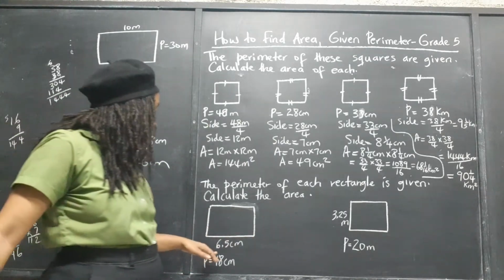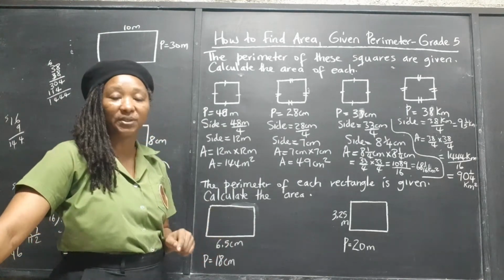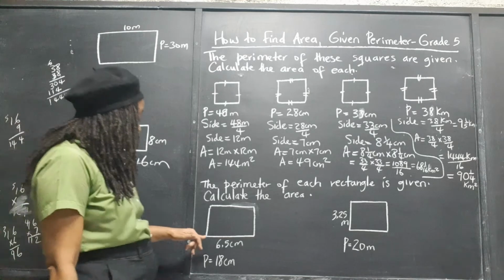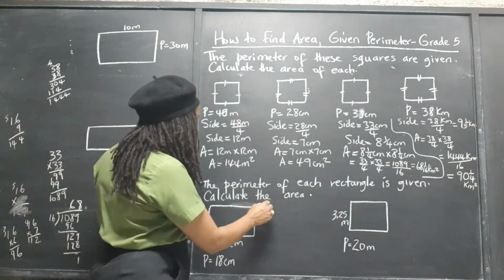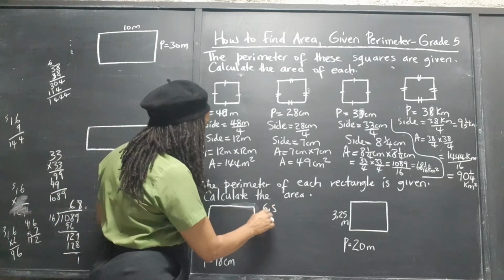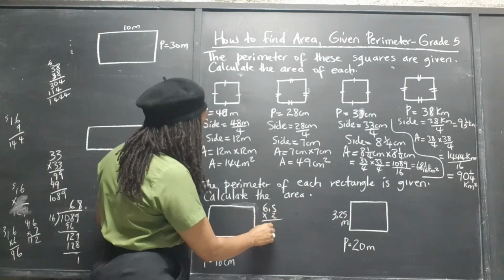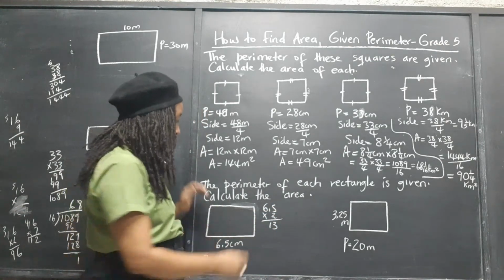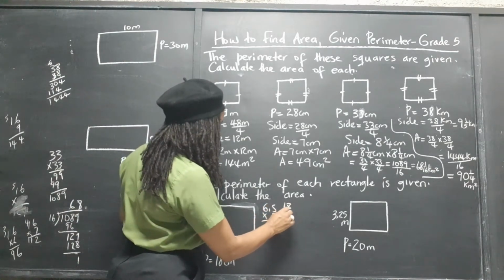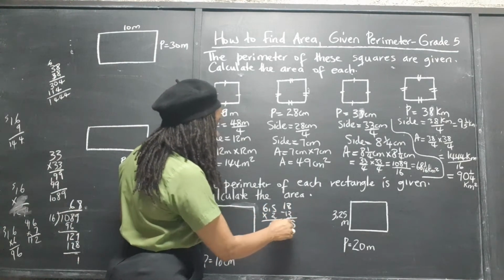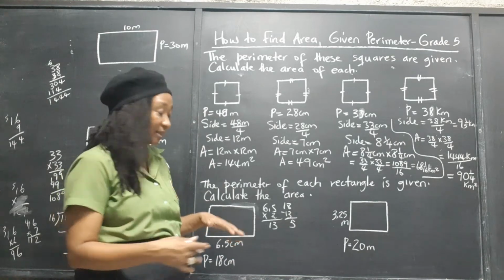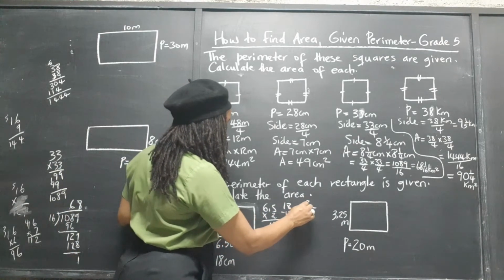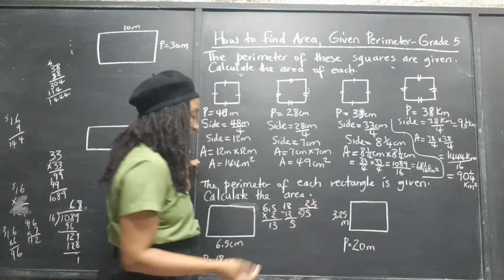So if we know the perimeter, since the perimeter is 2 times the length plus 2 times the width, and we're told the length, we can multiply the length by 2 and take that from the perimeter. What's left would be 2 times the width. So we divide that by 2, and we get our width.